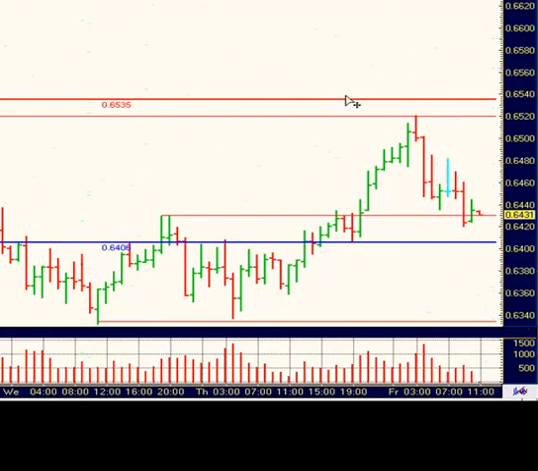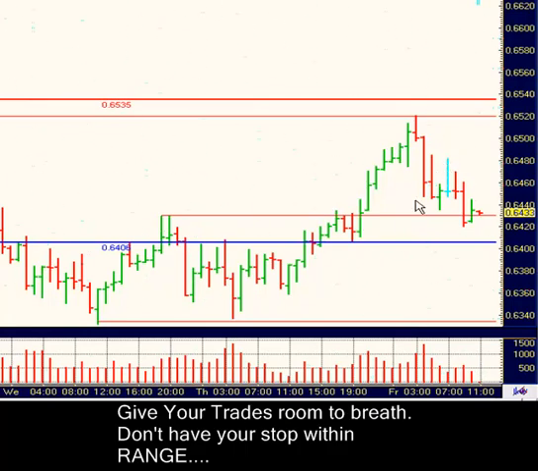Now, some people say, why is it so far away? It's 100 points. Here's the thing: random noise in the market. 80 to 100 points is just random noise. Markets can move anywhere between there, up and down in any one direction. So you want to give your trade room to breathe.